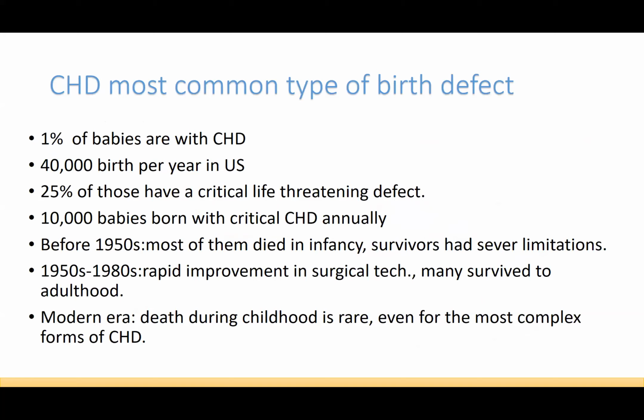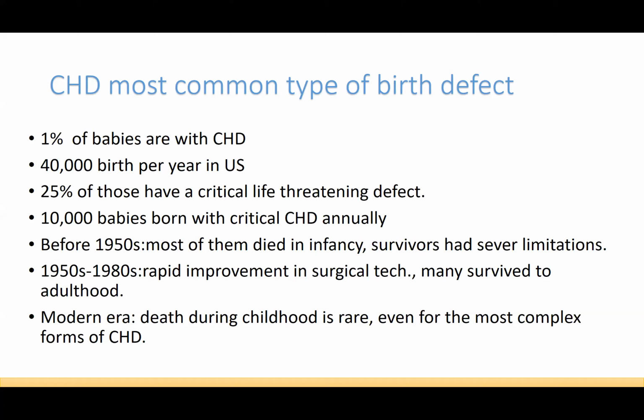So, congenital heart disease, most common, so that we can talk about adult congenital. I'm going to talk a little bit about congenital heart disease. The commonest type of birth defect is congenital heart disease. 1% of babies are born with congenital heart disease, 40,000 births per year in the US. 25% of those have critical life-threatening defects, so 10,000 babies are born with critical congenital heart disease annually.